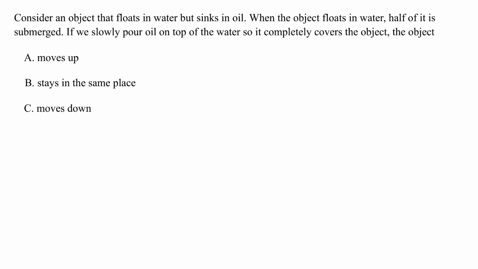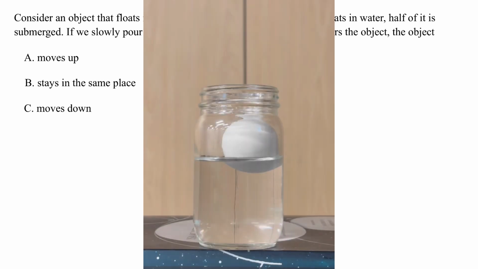All right, last question. Consider an object that floats in water but sinks in oil. When the object floats in water, half of it is submerged. If we slowly pour oil on top of the water so it completely covers the object, does it move up, stay in place, or move down? For this one, I couldn't find a simulation, so I'm just going to show you how I tested it out, and hopefully the result agrees with your answer.